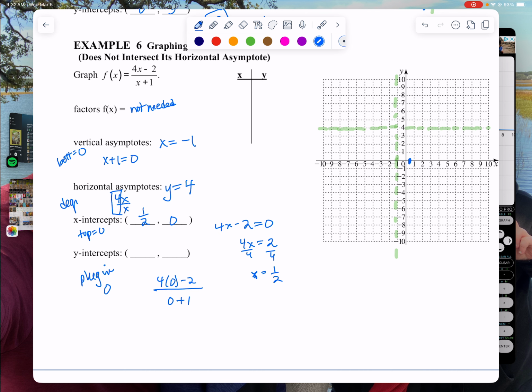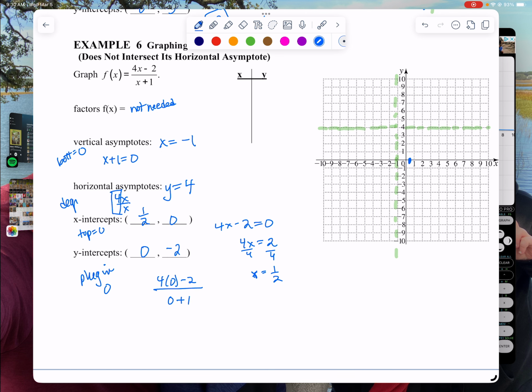I'm just going to connect those and make it get close to the asymptote. All right. So to get on the other side, all I need to do is plug in one of these values. One is fine. So let's say I'll do -3. Doesn't really matter which one you do. 4 times -3 minus 2 over -3 plus 1.